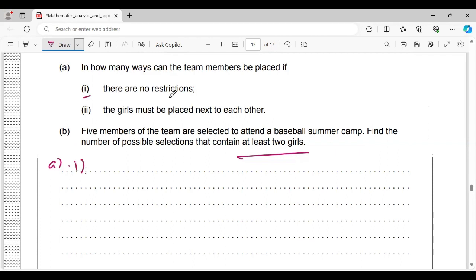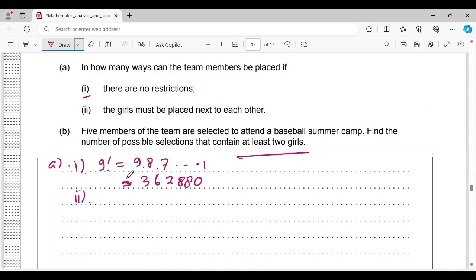So for the first part, there are no restrictions. It means 9 factorial. 9 factorial equals 9 times 8 times 7 and so on down to 1. And the number is 362,880.